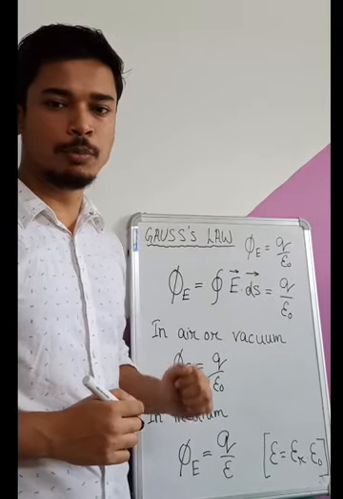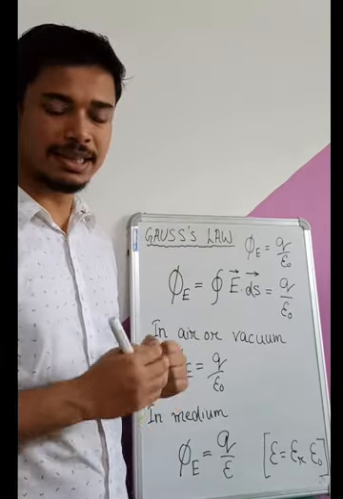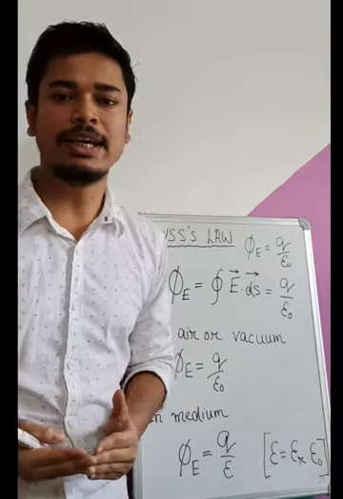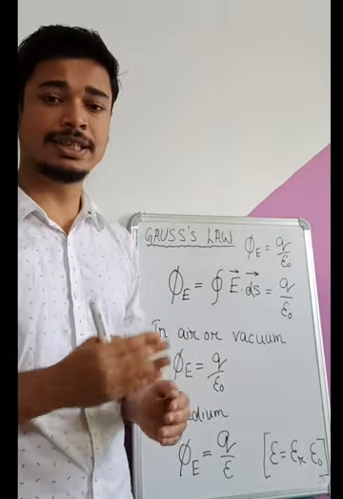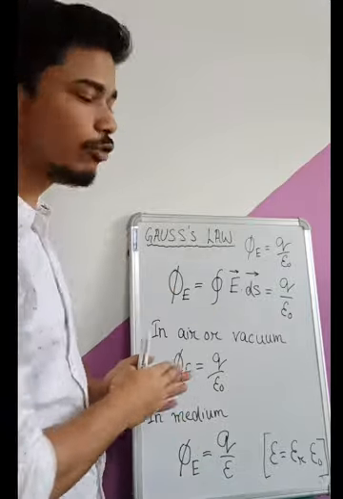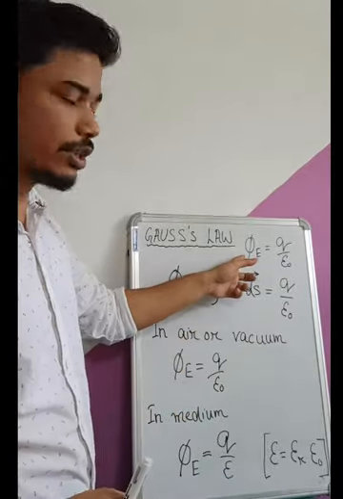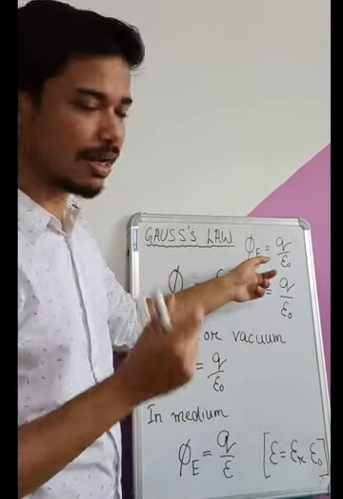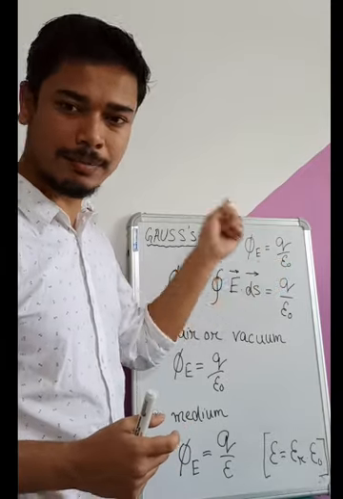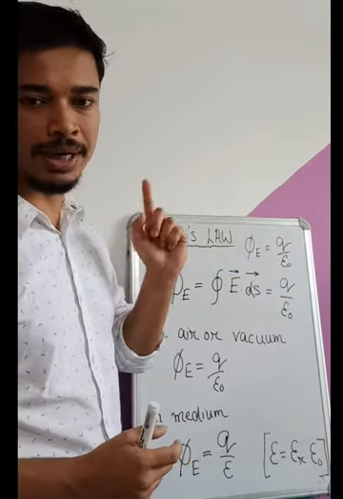But before going to the proof of Gauss law, let's first discuss how the Gauss law would be if the system or the surface is placed in some medium. So what we have got up till here is the Gauss law, that is phi E, electric flux, is equal to 1 by epsilon naught times the total charge enclosed by the surface.